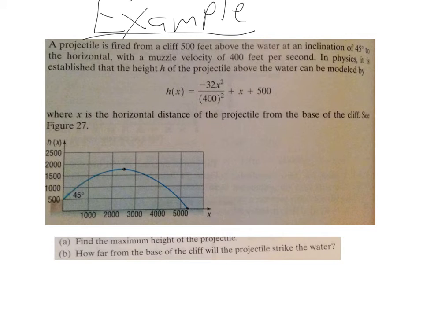Alright, here's the last problem we're doing in this video. It says a projectile is fired from a cliff 500 feet above the water at an inclination of 45 degrees to the horizontal with a muzzle velocity of 400 feet per second. In physics, it is established that the height of the projectile above the water can be modeled by negative 32x squared over the velocity squared plus x plus 500, where x is the horizontal distance of the projectile from the base of the cliff. And see figure 27. My first question is find the maximum height of the projectile, and the second one is how far from the base of the cliff will the projectile strike the water.